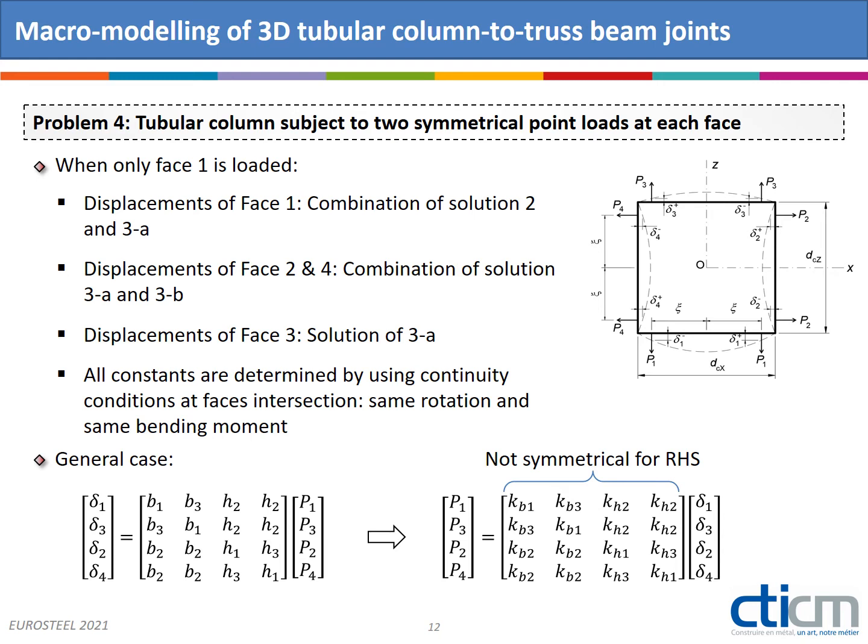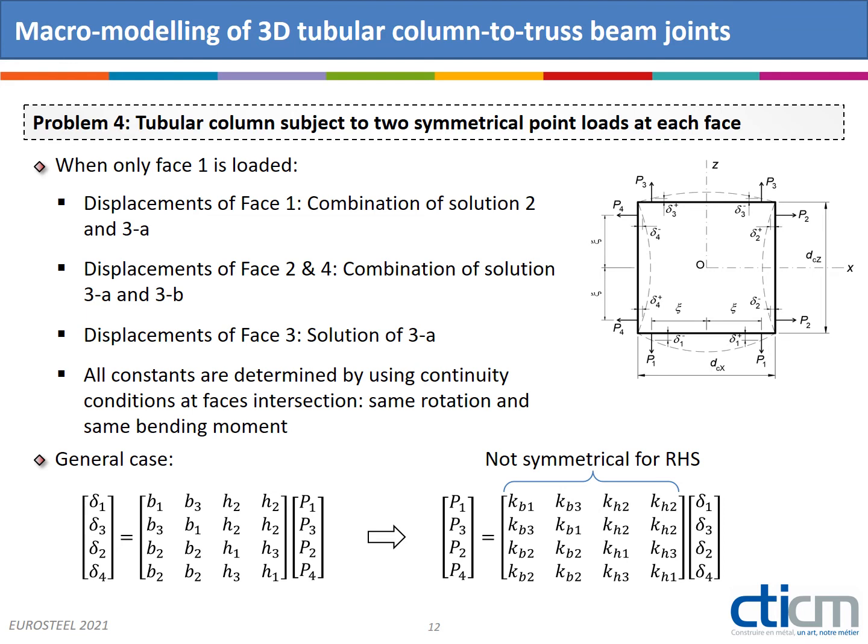For faces 2 and 4, only plates under symmetrically and anti-symmetrically distributed moments are considered. And for face 3, the plate under symmetrically distributed moment is considered. All the constants are determined by using continuity conditions at the face intersections. We have the same rotation and the same bending moment.